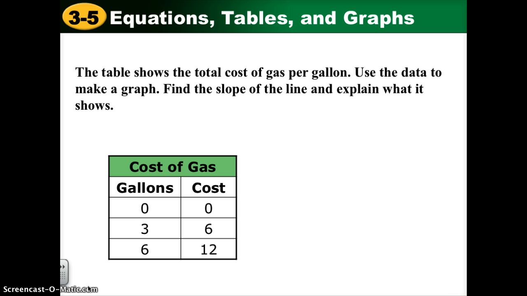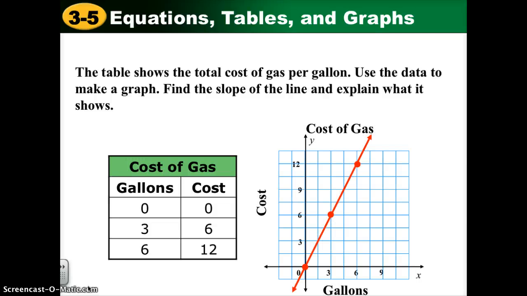Let's take a look at the word problem. The table shows the total cost of gas per gallon. Use the data to make a graph. Find the slope of the line and explain what it shows. We already have our ordered pairs: (0, 0), (3, 6), and (6, 12). If we make a graph and label it with the cost of gas being our title, cost is on the left-hand side, which is the y-axis, gallons would be the x-axis. They're counting every other space by 3, so we're kind of counting by 1.5, but because everything's a multiple of 3, it's going to turn out nicely.